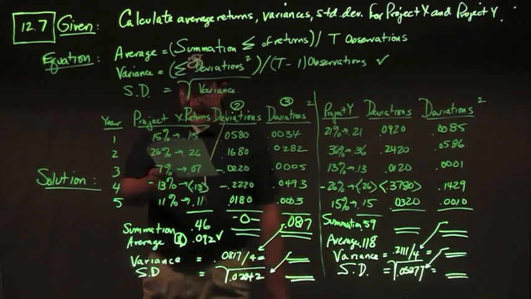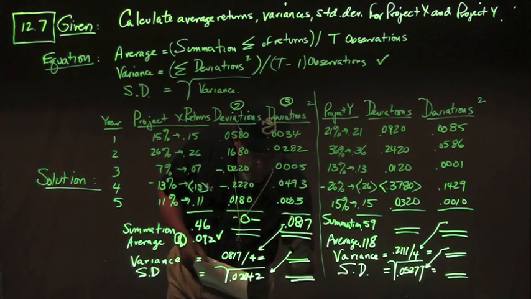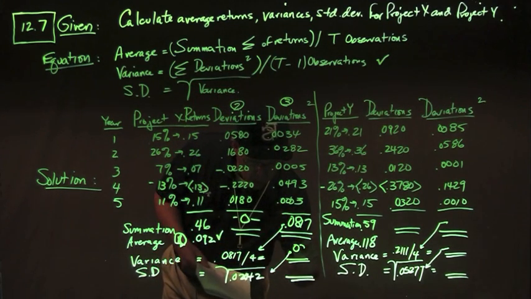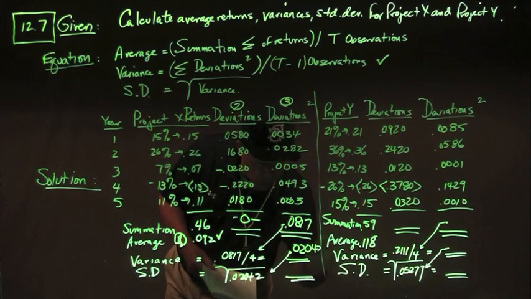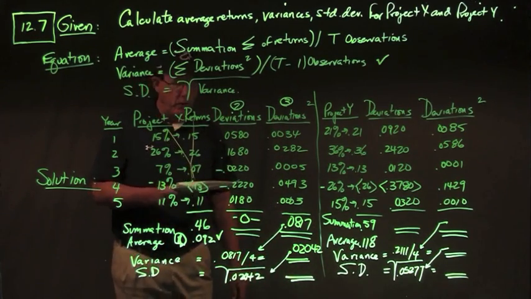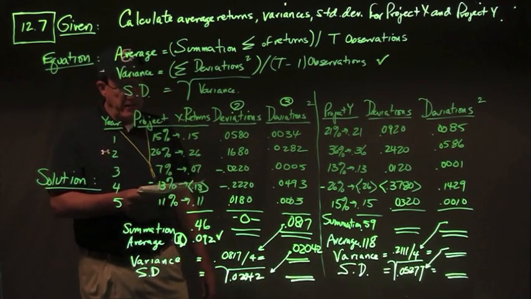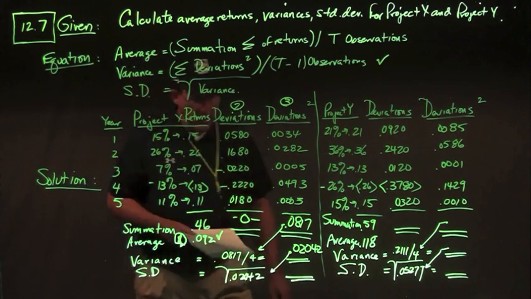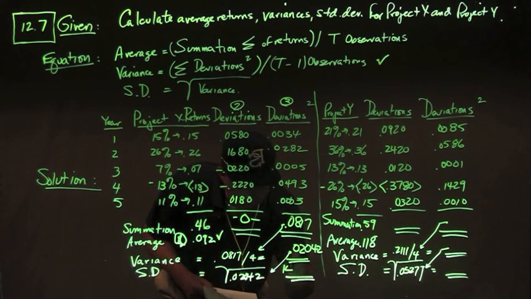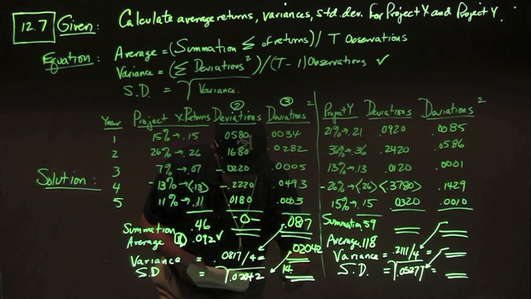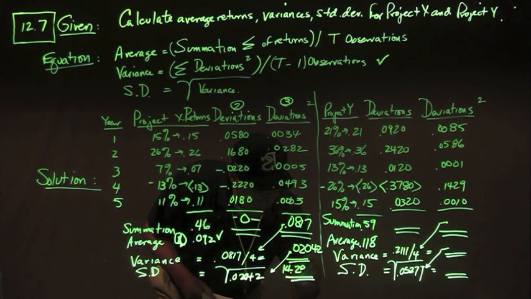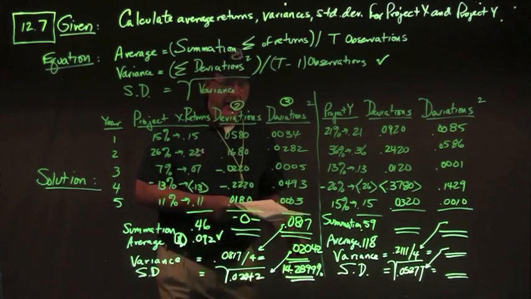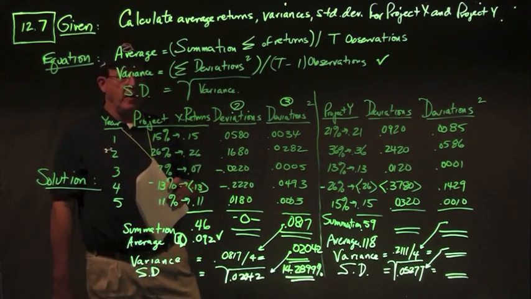observations. I get a variance of 0.02042. 0.02042 is my variance, and my standard deviation is the square root of that, 14.2899%, or 0.142899. So there are your answers to Project X.